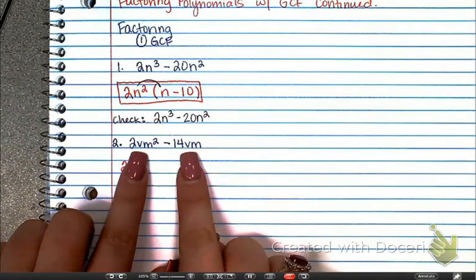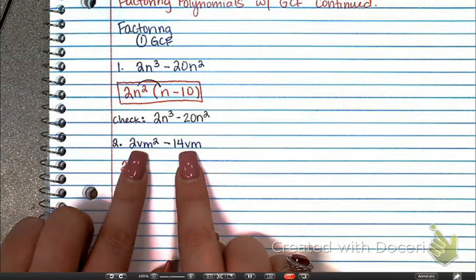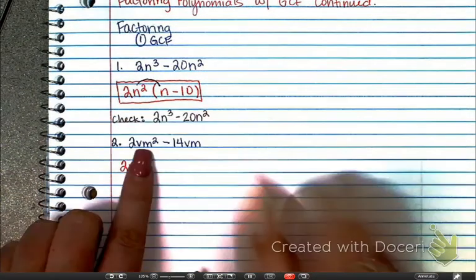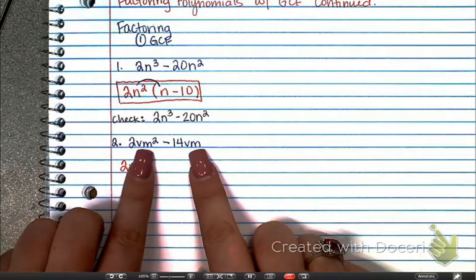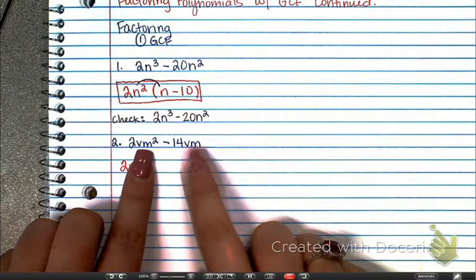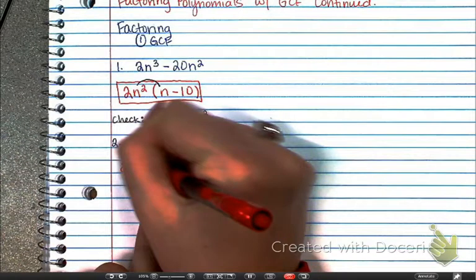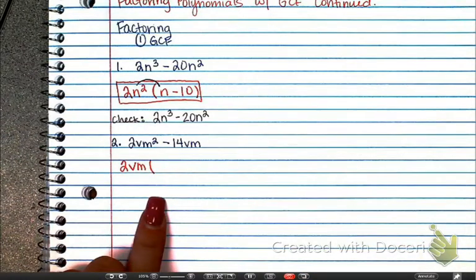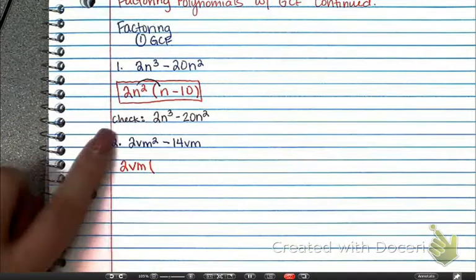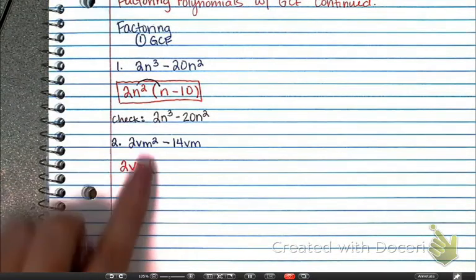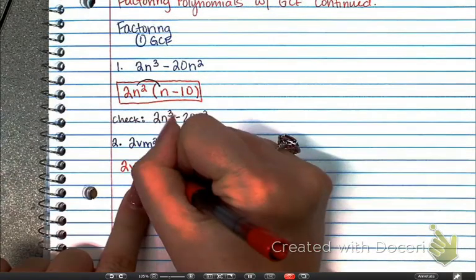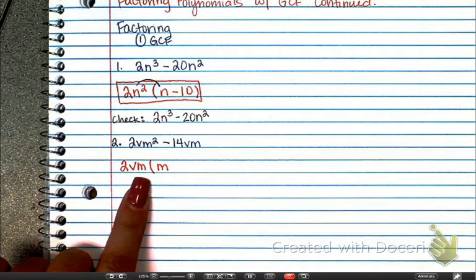Can I take out any v's? They each have 1, right? So I can take out that 1. And can I take out any m's? 1, because this one only has 1. You can't take out more than the smallest amount. So what's left over? I took out a 2, I took out the v, I took out 1 m, so I have 1 m left.